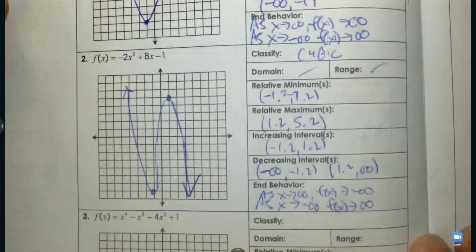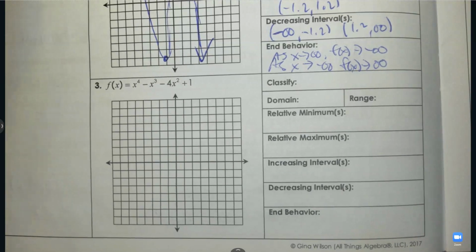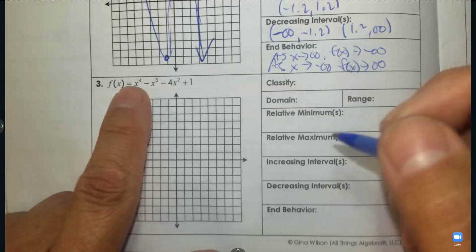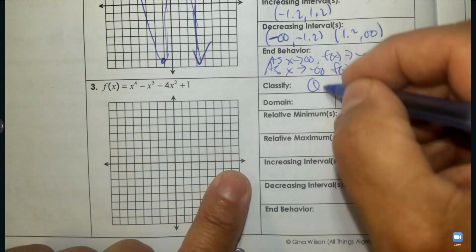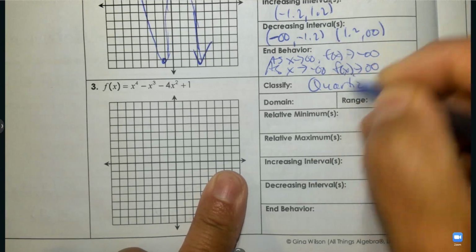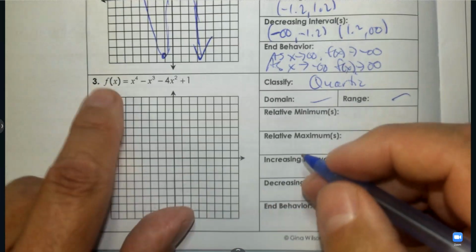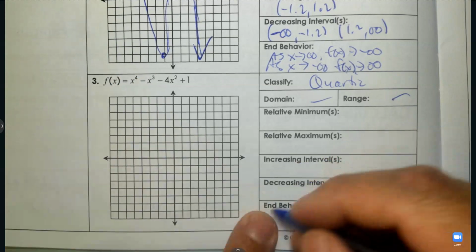Let's practice again. Number 3. Press pause if you need to. I'm going to type that in. Well, first of all, let's see what I can do without Desmos. So what type is, so this we would say is a quartic. We're not going to worry about that. The end behavior, it's positive with an even exponent.